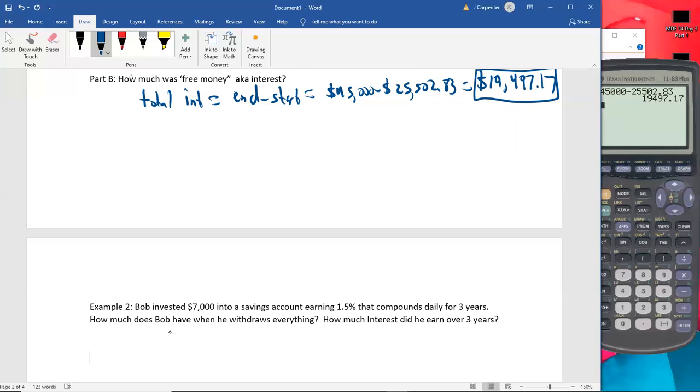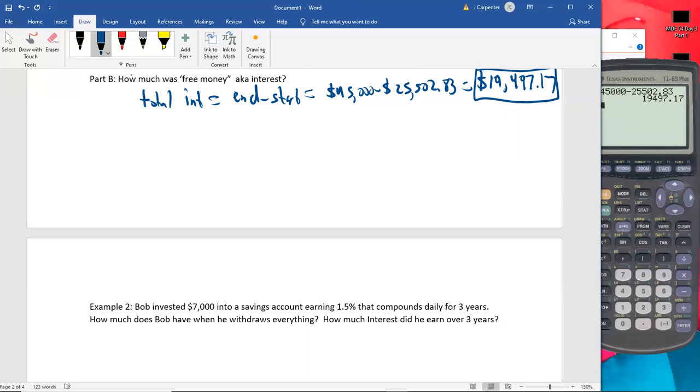$7,000 at 1.5% for 3 years. That's a low rate, that's a low time. You probably don't expect to see a lot of action in that. If you come up with an answer that was like 100,000, that wouldn't make sense. If you come up with an answer of 5,000, that wouldn't make sense. How would you start with 7 and end with 5? So obviously the answer should be bigger, but not too big.